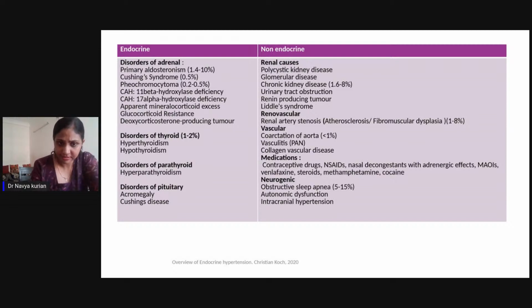Disorders of thyroid such as hyperthyroidism and hypothyroidism can cause mild hypertension. Disorders of parathyroid such as hyperparathyroidism also can cause mild hypertension. Disorders of pituitary also can cause hypertension, such as acromegaly and Cushing's disease.